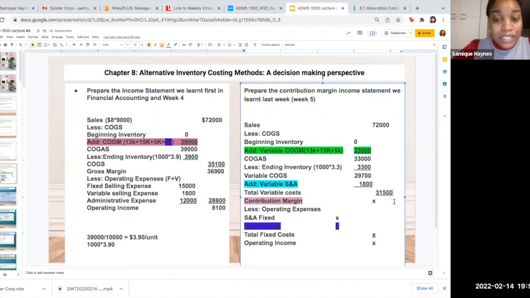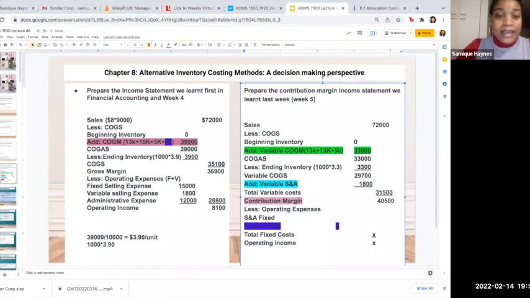72,000 of sales less our total variable cost of 31,500 is going to give us what? What is that called? It is 40,500, and that is our contribution margin. That's how much we have to contribute to our fixed costs and still hopefully leave us with a profit.